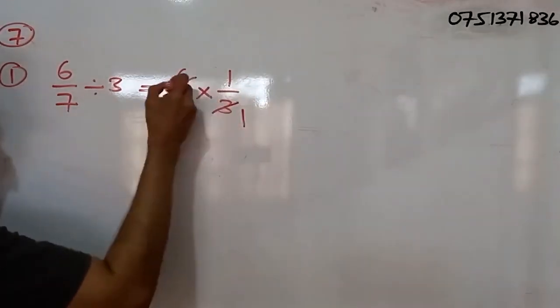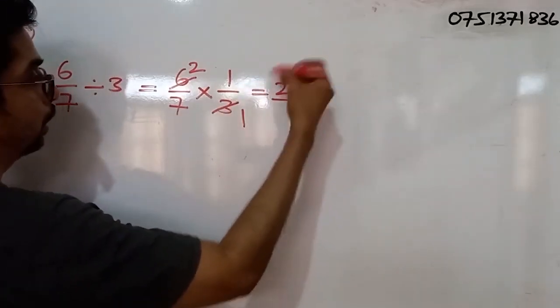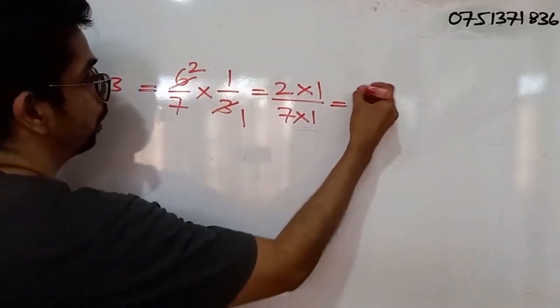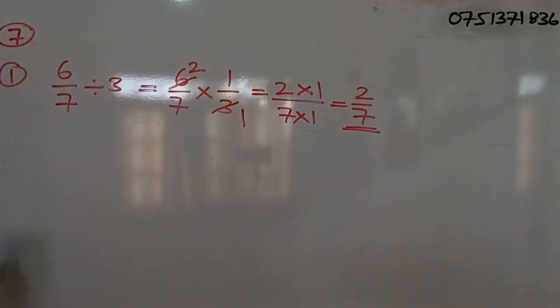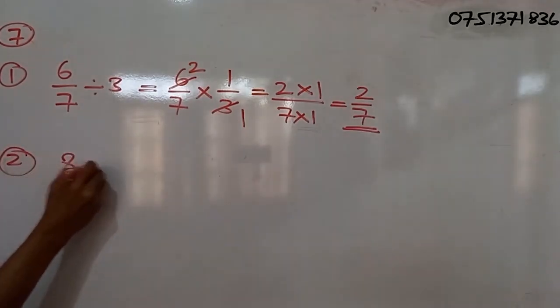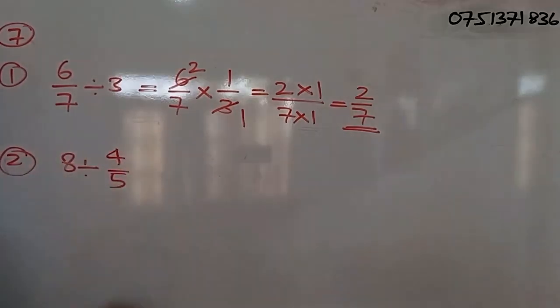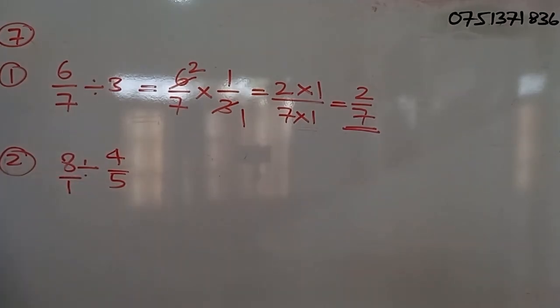So 3 times 1 and 3 times 2. So we have what? 2 times 1 at the top half and in the bottom half we get what? 7 times 1. So here the fraction is 2 by 7. Okay. Part 2, we have 8. We have to divide that by what? 4 by 5.